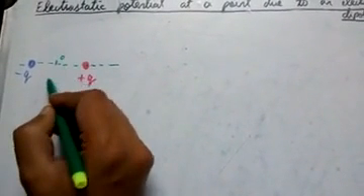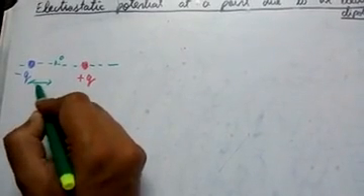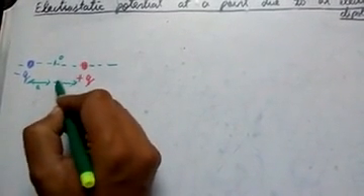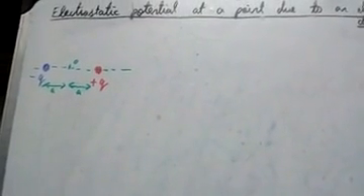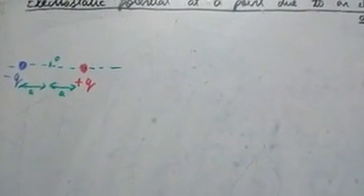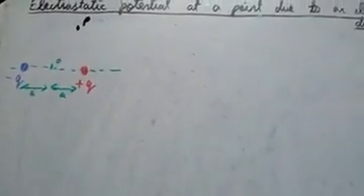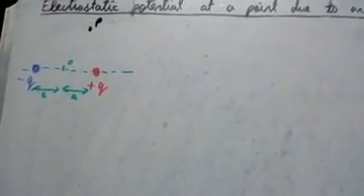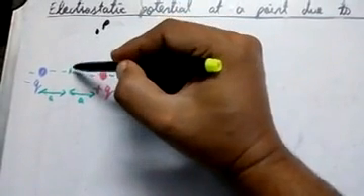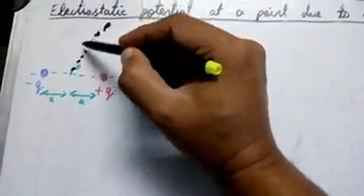So let this be the axial line, and this is a midpoint O, and this distance is a. This distance also will be a. Now we consider point P. Okay. Let's take a point P at some distance from the origin. So let the point P be here. Okay. So point P is at a distance from the origin. So let the distance between this origin and the point P be r.